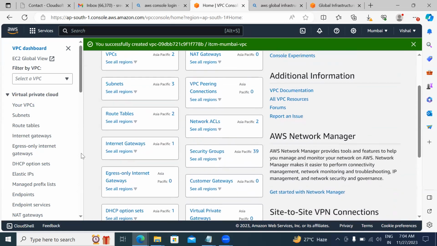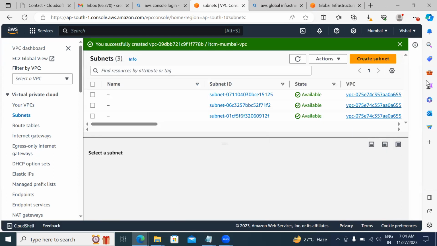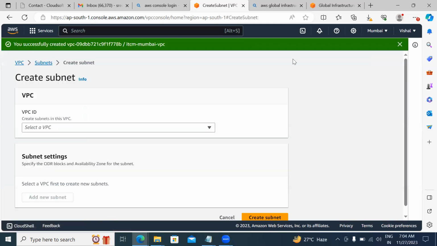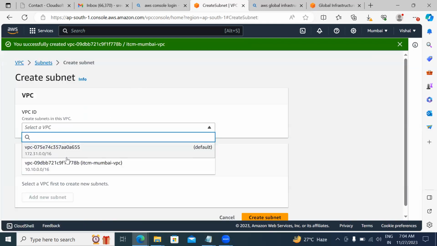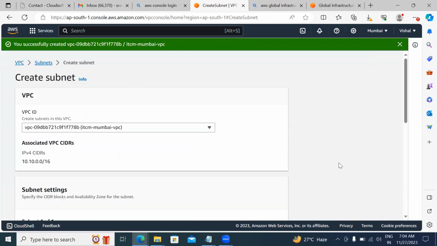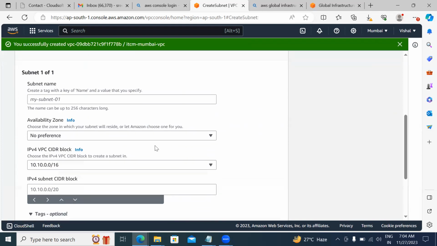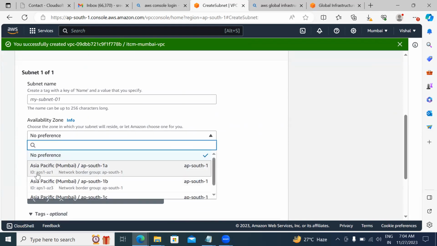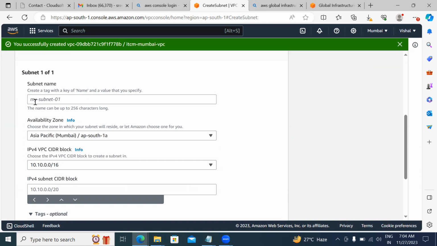Okay, so then now we are going to create the subnet. Subnets also not added by default. We are going to create our subnets. Okay, so I'm going to choose the VPC is my ITCM VPC. So here we may have 3 zones here. If we don't choose any zones, by default it's going to choose, but I want to choose my zones also. I want to keep this one as 1A, then ITCM subnet 1A I'll give.